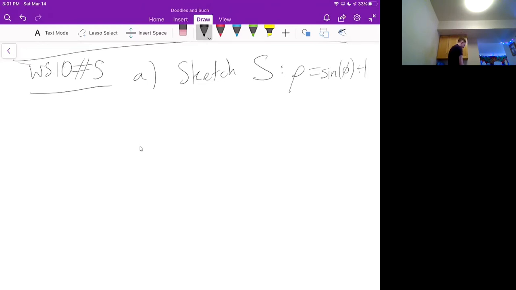Maybe let's try an easier one. What would I sketch if the equation in polar coordinates was instead just rho equals 1? Not rho equals 1 plus sine phi, just rho equals 1. What is that surface?